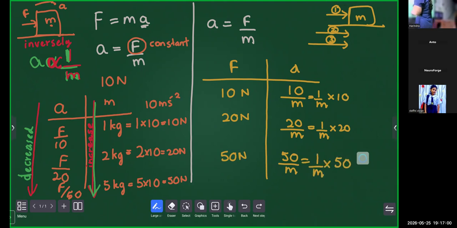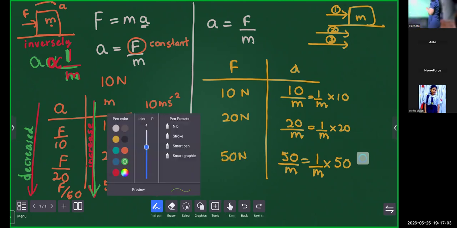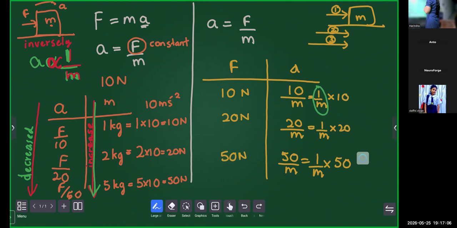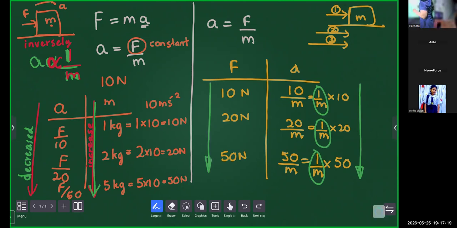Now you can see this 1 over M is constant. It doesn't change. So what happened to this acceleration? With the force, we are increasing the force here. What happened to the acceleration? It's also getting increased. So that's why we call acceleration is directly proportional to F.